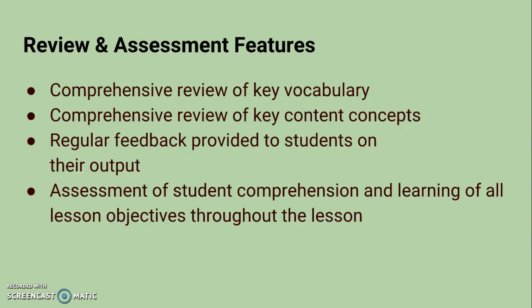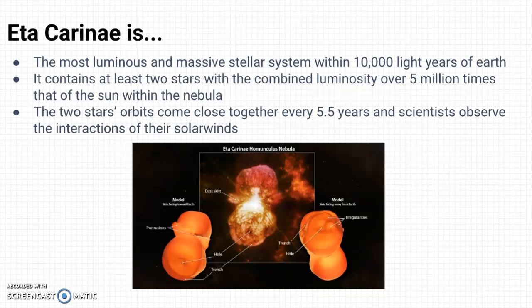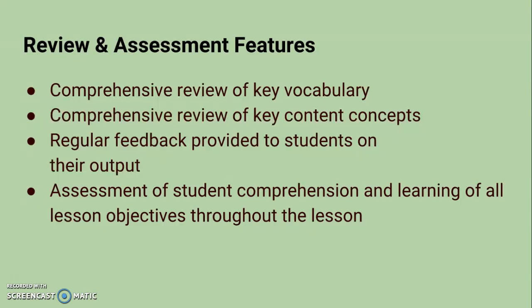Let's pause and look at the features within SciAp Component Number 8, Review and Assessment. This includes a comprehensive review of key vocabulary. So if we look back at Eta Carina, the key vocabulary for understanding what the solar system is are things like nebula, star, periastron. We've also reviewed key concepts like what is periastron, why are these stars so important, and what is Eta Carina.